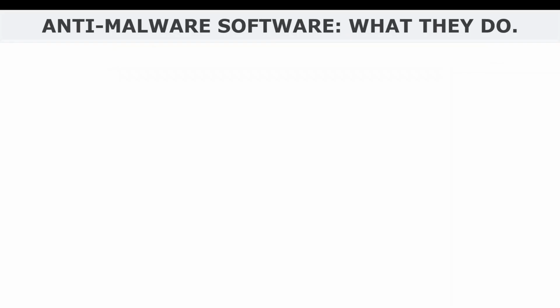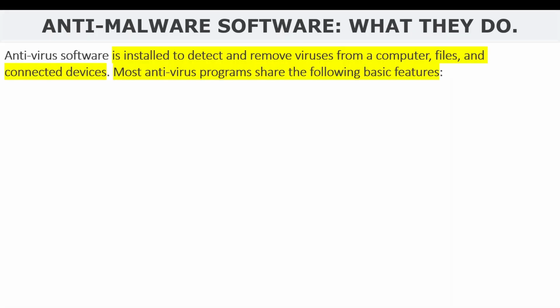Next, we have anti-malware software. We want to look at typically what they do. Antivirus software, when installed on your computer, will detect and remove viruses from the computer. Again, if you connect an external drive to the computer and it contains a virus or has a virus hidden on it, the antivirus software should be able to detect it and remove it from your machine or prompt you to take an action. Typically, most antivirus programs share some basic features that we want to discuss.